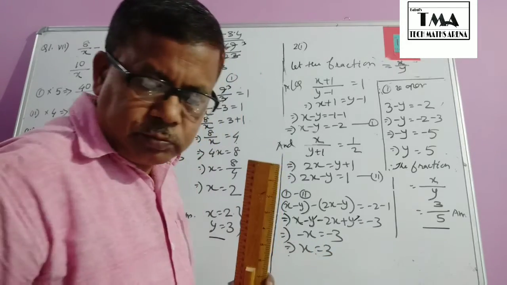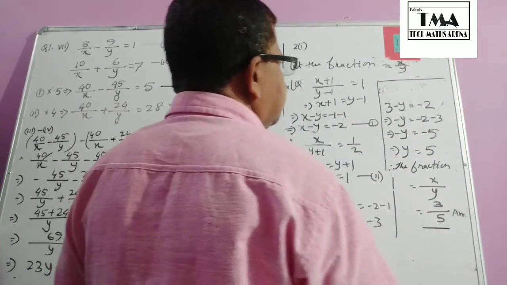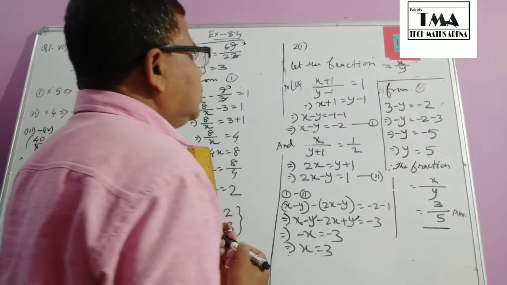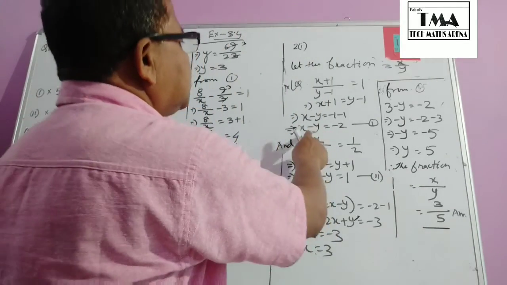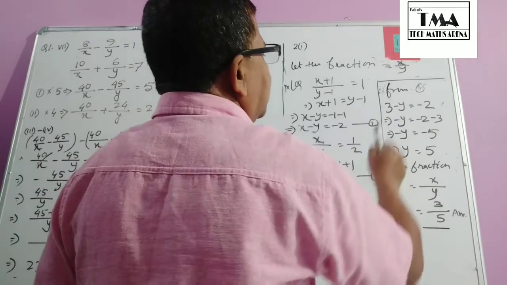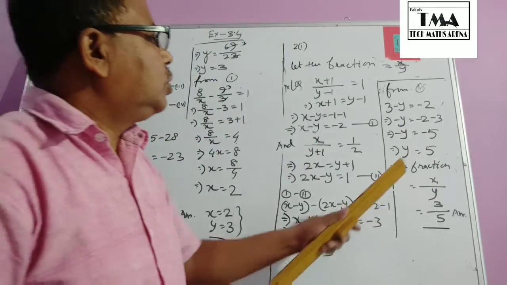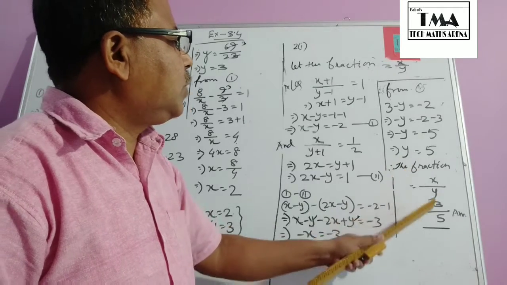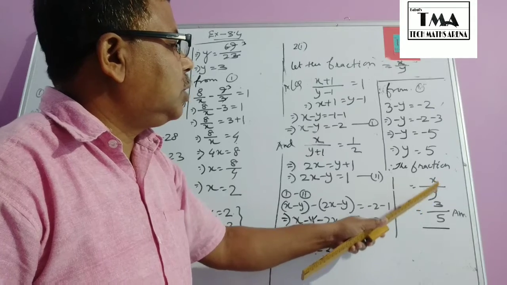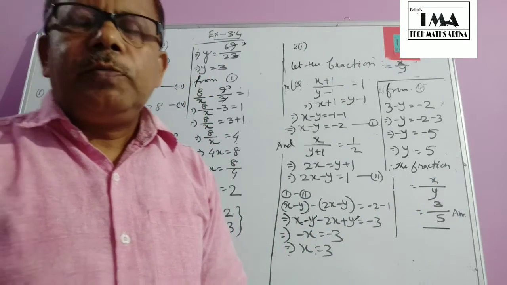And then from 1, this is x minus y is equal to minus 2. So the x value we have got is 3, 3 minus y is equal to minus 2, and from this y is equal to 5 we have got. And x is equal to 3 and y is equal to 5. The fraction is x by y, the x value is 3, the y value is 5, so the fraction is 3 by 5. Okay?